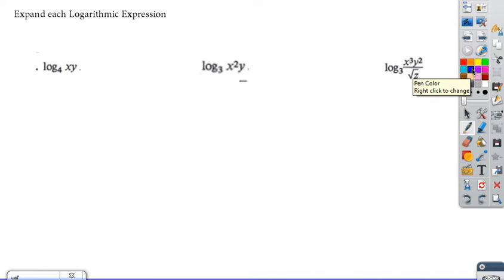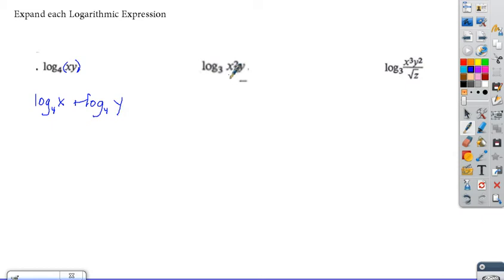Again, it works the same as properties of exponents. If you see multiply, you add. If you see add, you multiply, so on and so forth. Here, I see multiply, which means I can separate this using addition. This would be the same as saying log base 4 of x plus log base 4 of y.